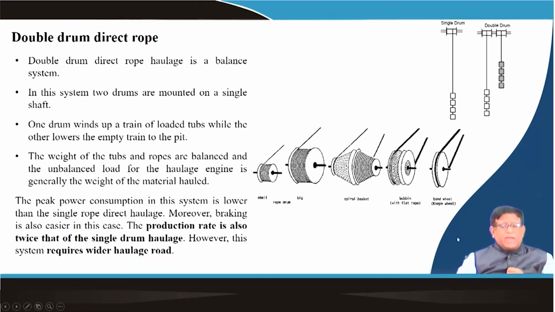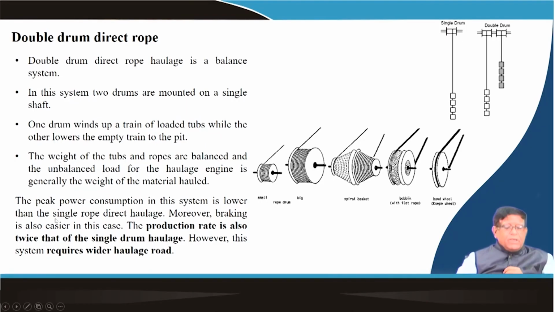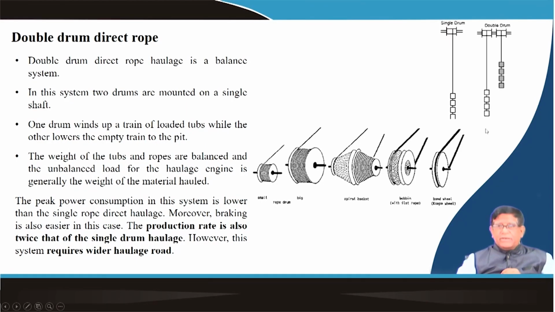The double drum direct rope haulage is a balanced system. This is called a balanced system. In this system, 2 drums are mounted on a single shaft. You can see over here, one drum winds up the train of loaded tubs, the other one is allowing the empty tubs to go down.